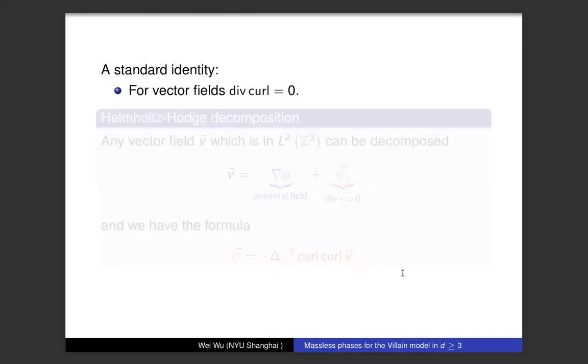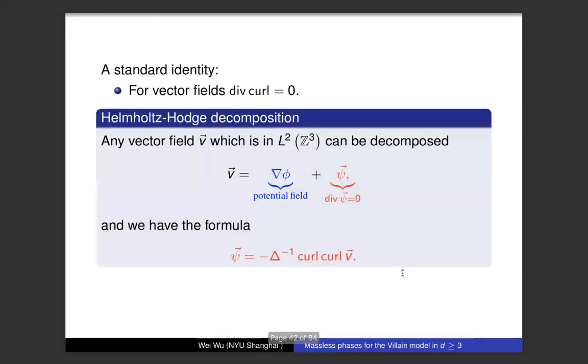The other thing which is quite crucial for this duality part is the Helmholtz-Hodge decomposition. It says that you can decompose any vector field into a potential field, which is curl-free, plus another part, which is divergence-free. In fact, this is an orthogonal decomposition, because if you look at the cross term and integrate by parts, the cross term is going to be 0. And you can just take the curl and solve for what this psi is. It can be solved explicitly.